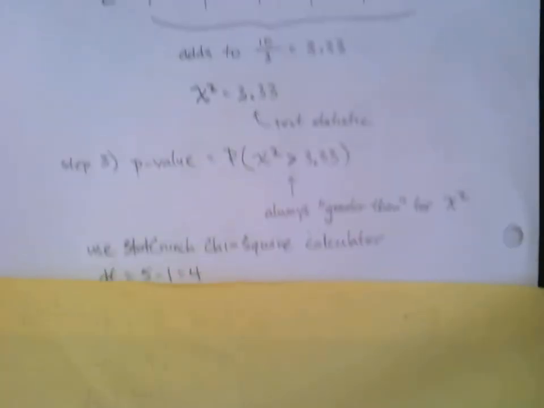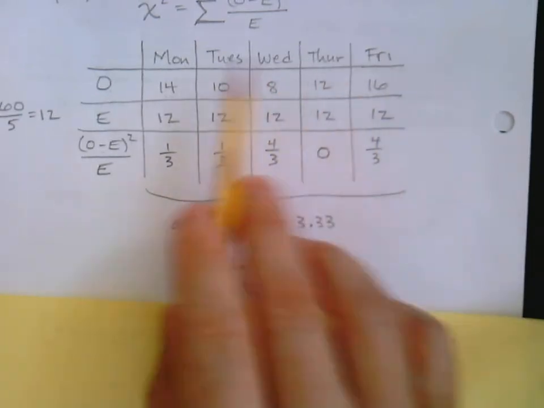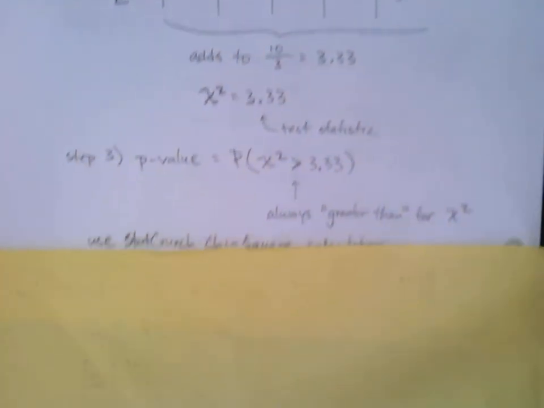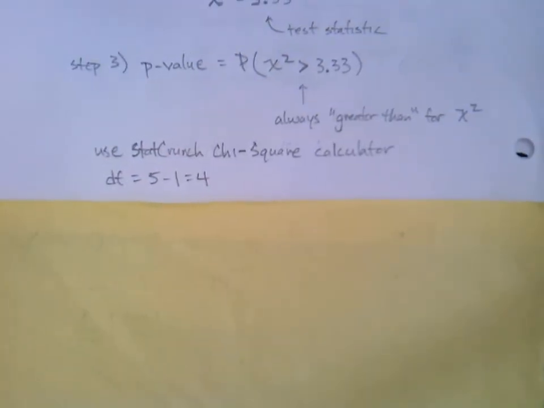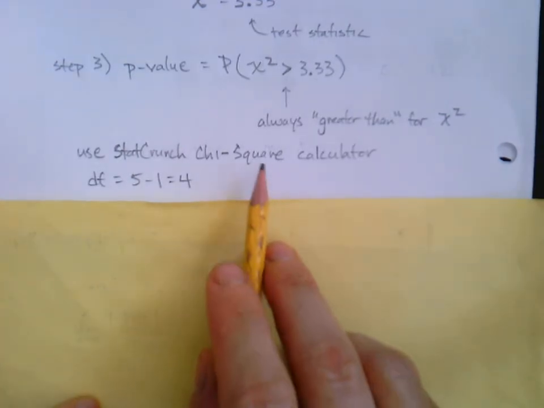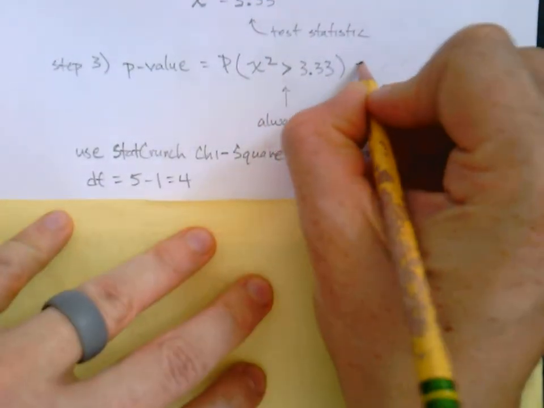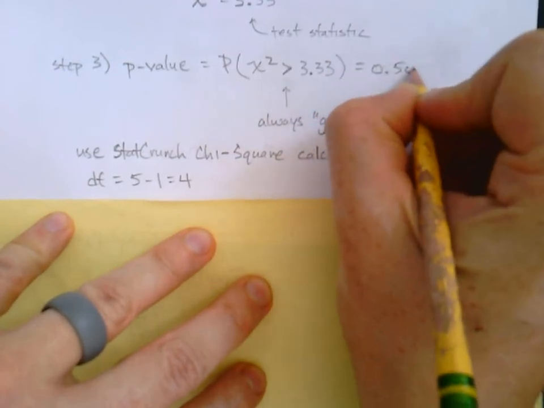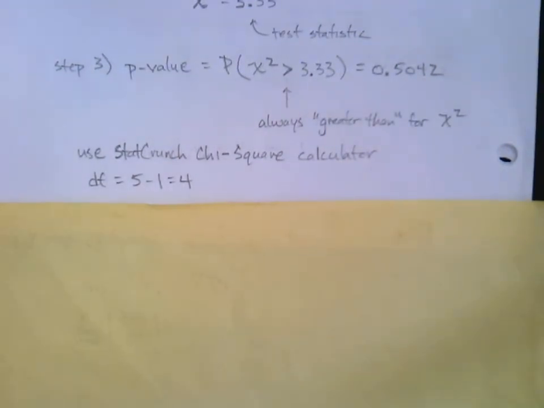Well, let me go back to the table. How many categories did we have? And, well, there were 5. Monday, Tuesday, Wednesday, Thursday, Friday. 5 categories. So our degrees of freedom here is 1 less than that, 4. Okay. Hopefully you have your StatCrunch chi-square calculator pulled up. 4 degrees of freedom greater than 3.33, and you should get 0.5042. I'm pretty sure I rounded that to 4 places.